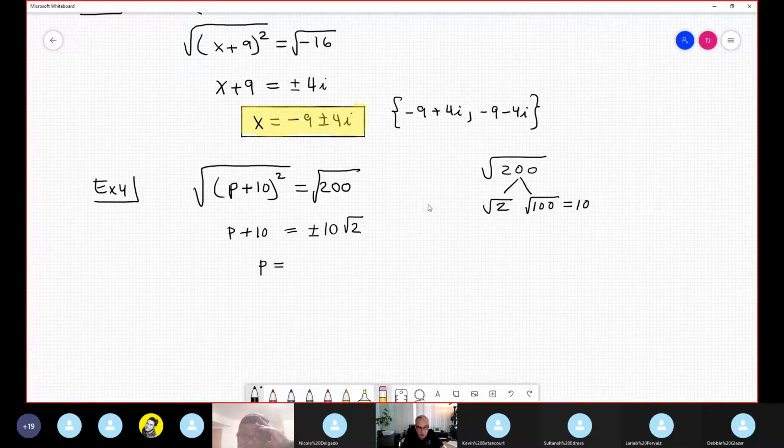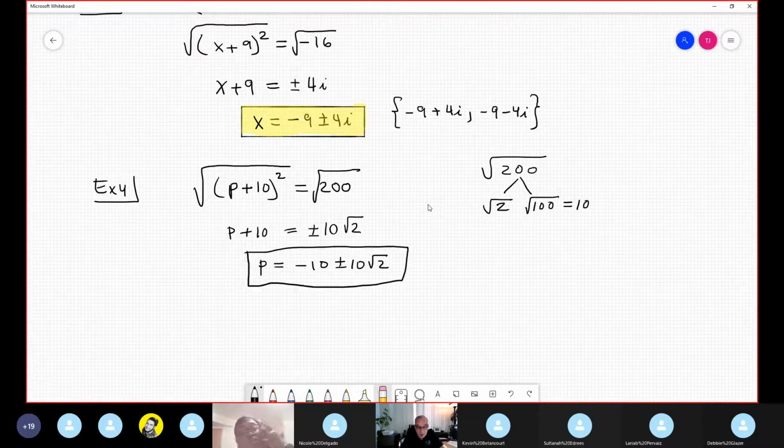Finally, solve for P, which is our variable: P = -10 ± 10 radical 2. Okay, and this is the answer. In this case, look, it is different from this one. Why? Because this number is not complex. This number is real. The only problem is that this number is irrational, because somehow it involves radical 2, and radical 2 is irrational. It's real, but it's irrational.